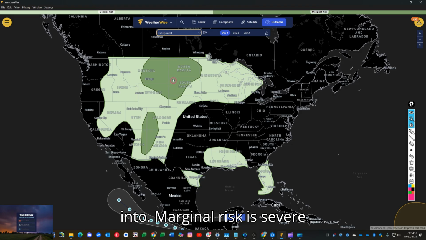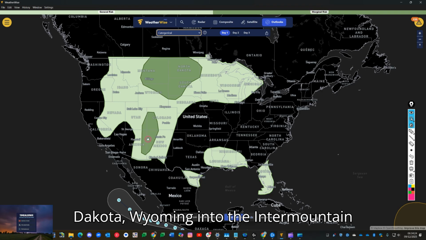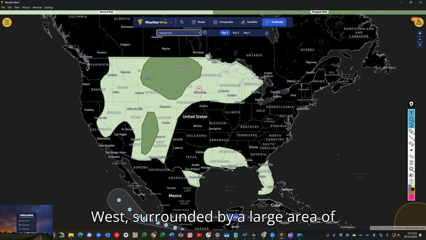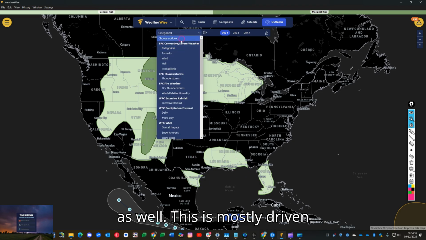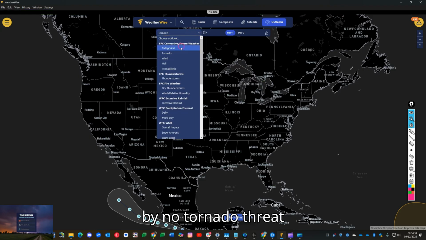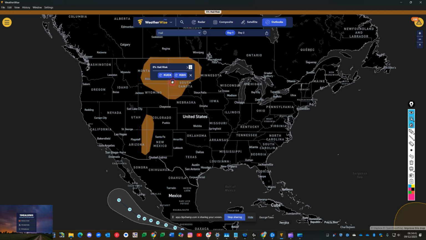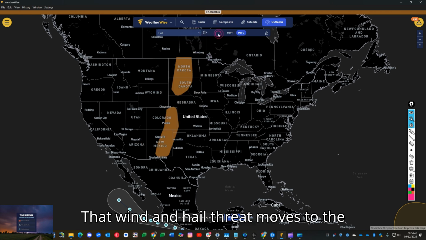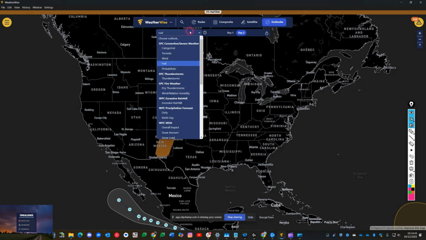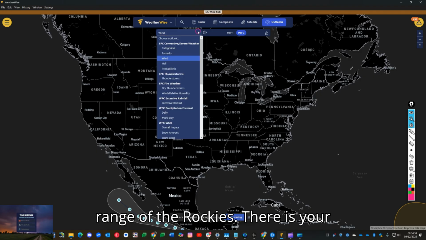Into marginal risk of severe weather into Montana, North Dakota, South Dakota, Wyoming, into the Intermountain West, surrounded by a large area of thunderstorms possible along the Gulf Coast as well. This is mostly driven by no tornado threat, or small. Wind and hail threat, 5%, right? And day 2, that wind and hail threat moves to the east. And you have the wind right off the front range of the Rockies there.